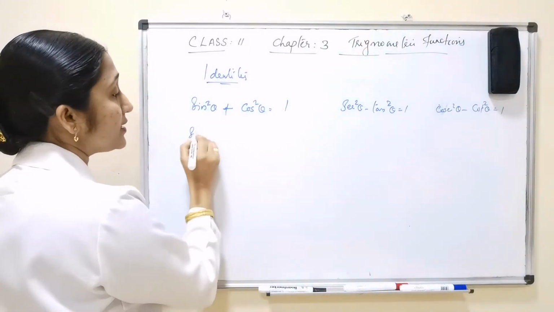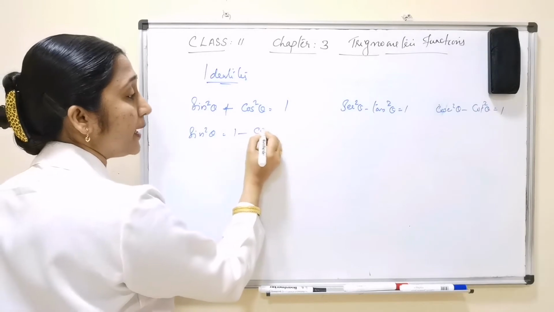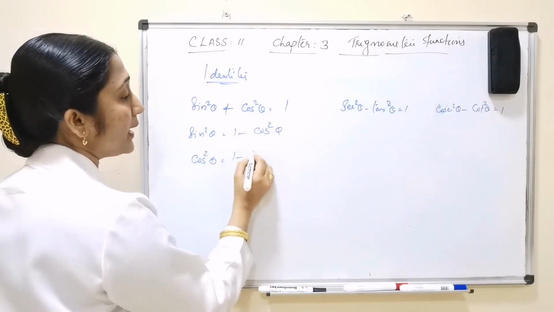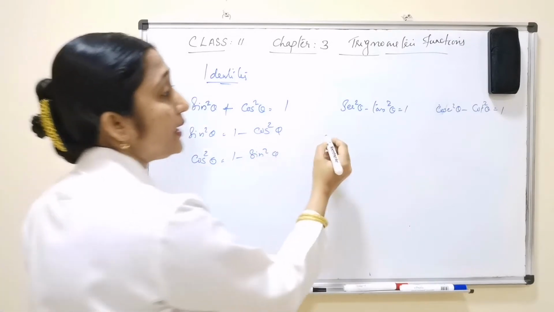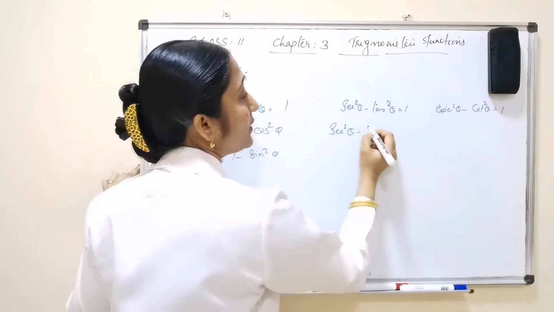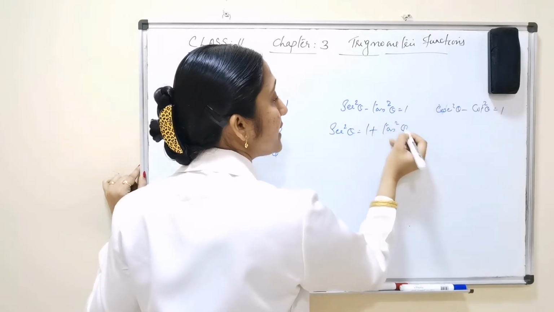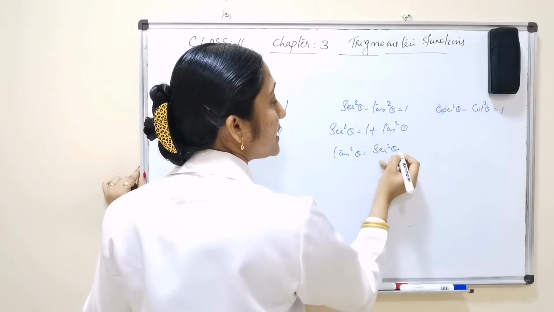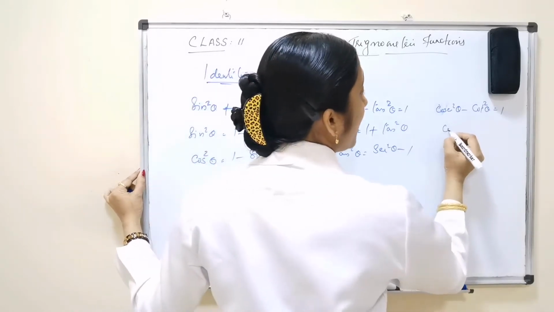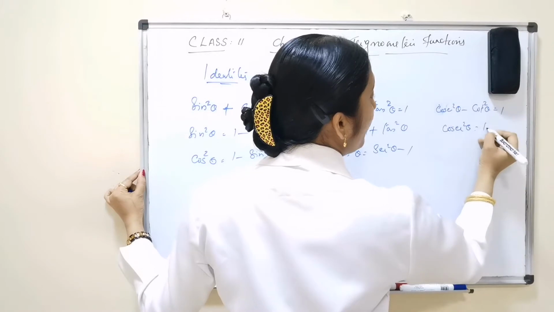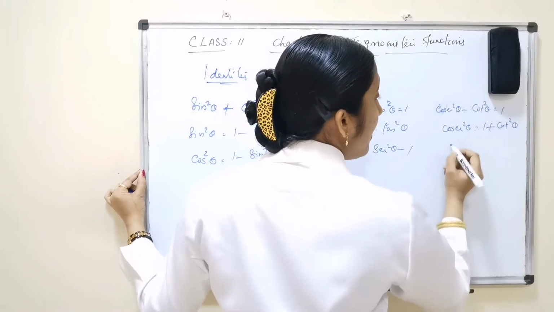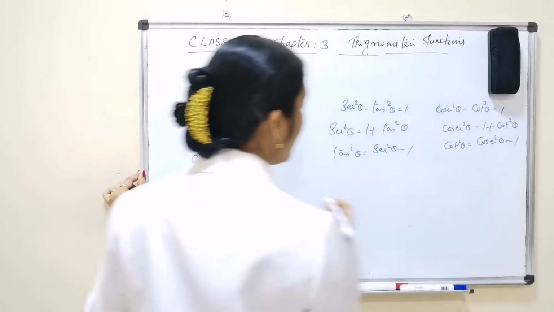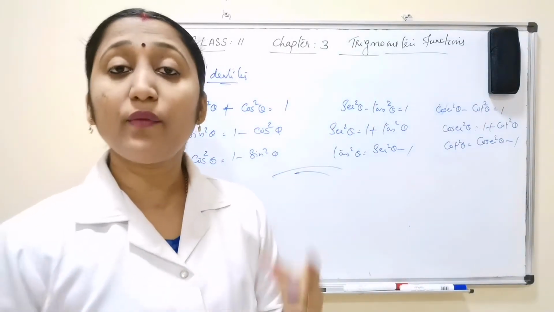Based on this, sin square theta is equal to 1 minus cos square theta, and cos square theta is equal to 1 minus sin square theta. Here sec square theta equals 1 plus tan square theta, and tan square theta is equal to sec square theta minus 1. Similarly, cosec square theta equals 1 plus cot square theta, and cot square theta is equal to cosec square theta minus 1. These are the identities we also want to know.